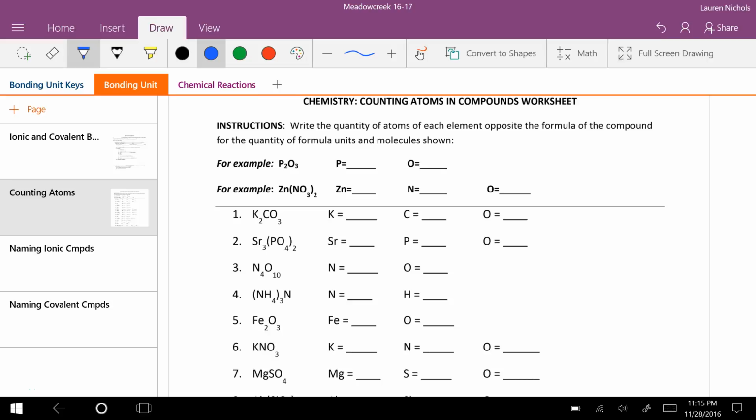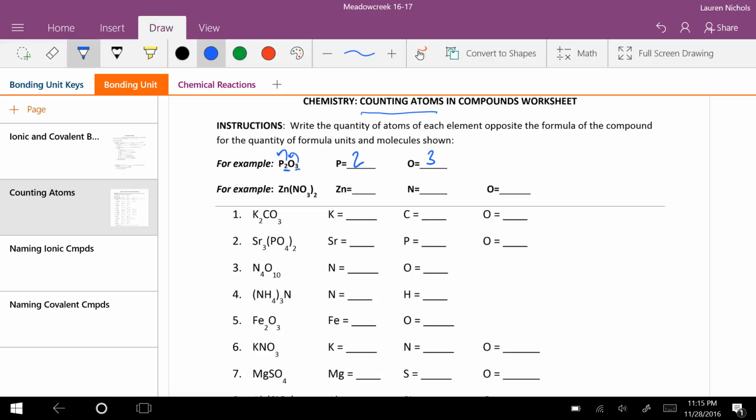Okay, in order to move on to our next topic, we really have to focus on a skill called counting atoms, just being able to count atoms in a compound. Now, each compound has subscripts, okay? And the subscripts tell you how many atoms we have of the element that's represented by the symbol in front of it. So for example, the 2 tells me that I have 2 phosphorus atoms in this compound, and the 3 tells me that I have 3 oxygen atoms.